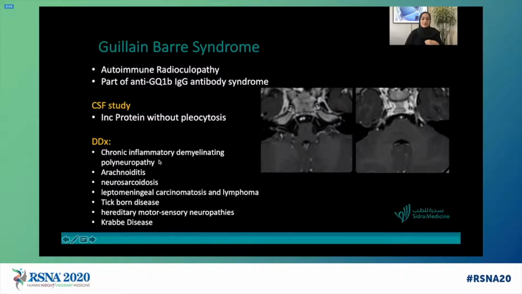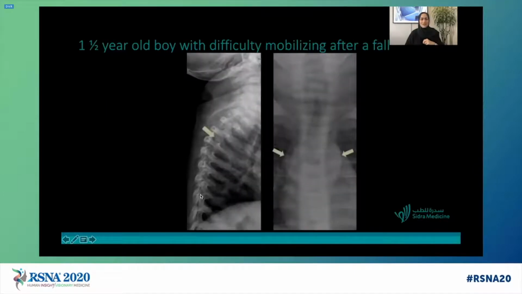Differentials include chronic inflammatory demyelinating polyneuropathy, which has a more chronic course, although to be fair, we cannot really differentiate the acute initial course of the disease from Guillain-Barré. It could be arachnoiditis if this patient had a recent spinal intervention, say. Could be neurosarcoidosis, leptomeningeal carcinomatosis, and lymphoma, although those would have more nodular enhancement, tick-borne diseases such as Lyme, and even rare entities such as hereditary motor sensory neuropathies and Krabbe disease. Now let's look at the next case.